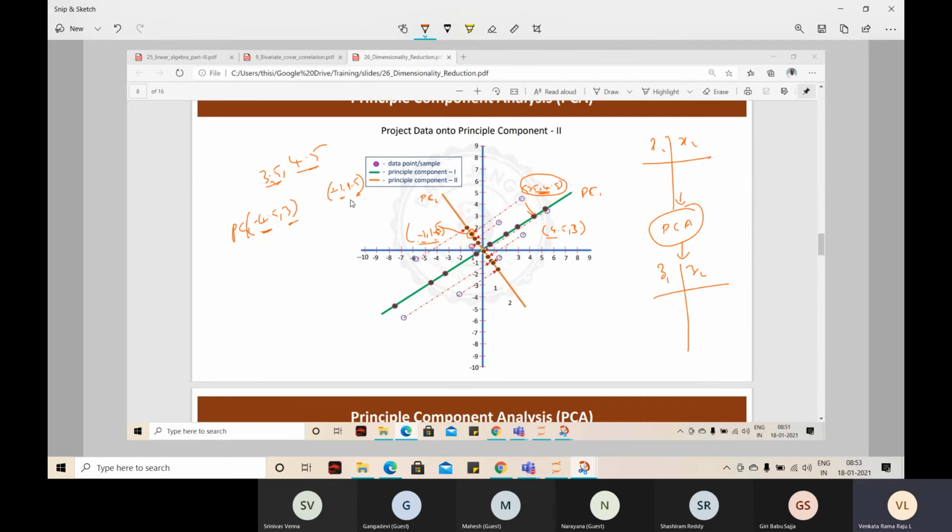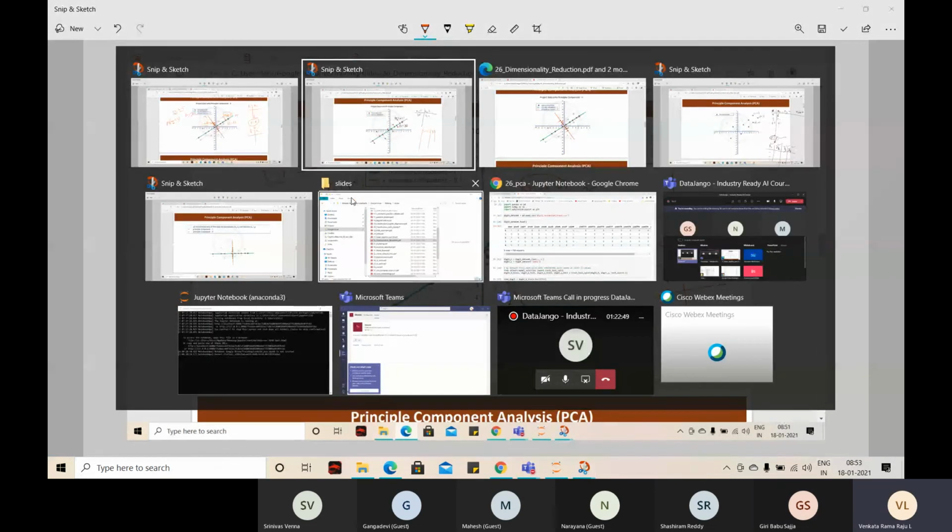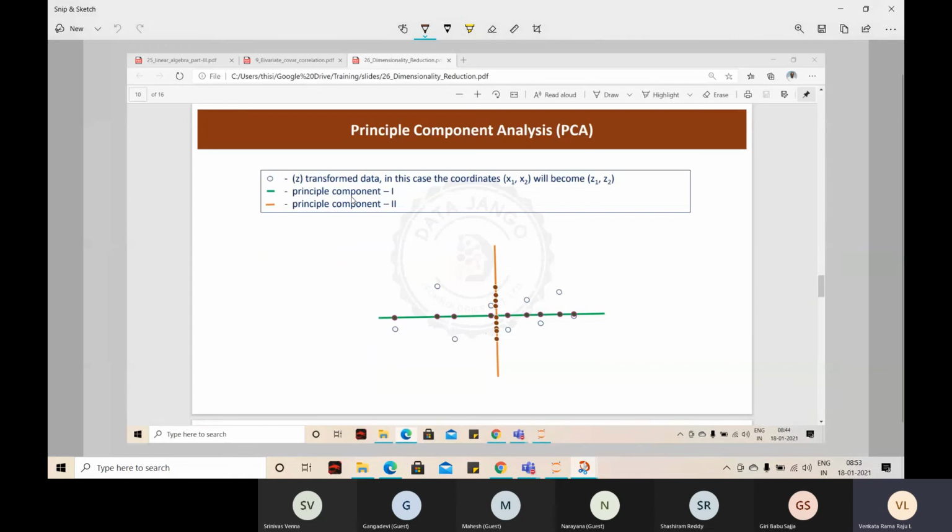This far we are clear? Can I move on? Yes, sir. Now rotation. Why rotation? I am trying to explain why rotation.